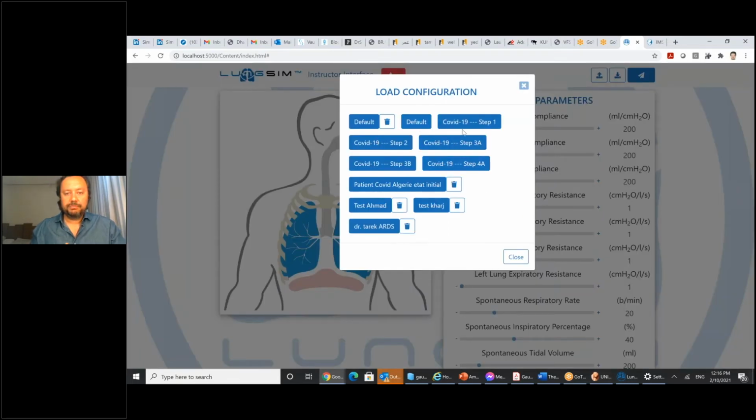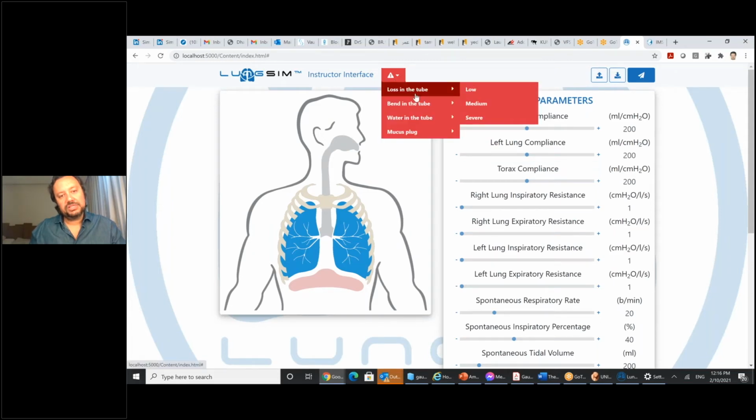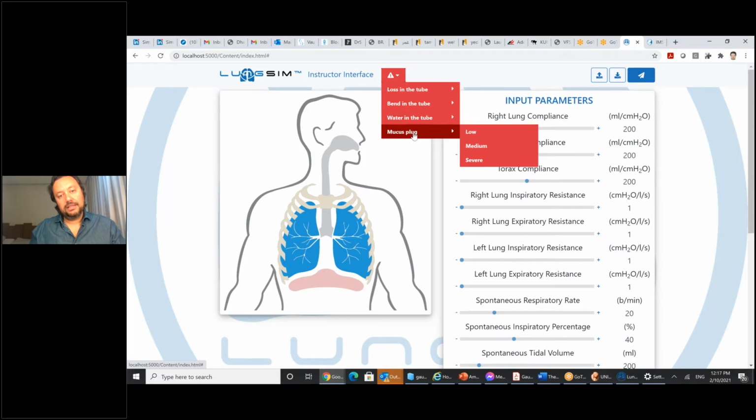So a COVID patient that was admitted, intubated and ventilated, then with complications 3A, 3B, more complications, 4A is the resolution. So now the patient is fine and ready to be extubated. You can also introduce some complications like leaks in the tube. So the tubes can be loose and leaking air, bent tube, water in the tube, and mucus plug.